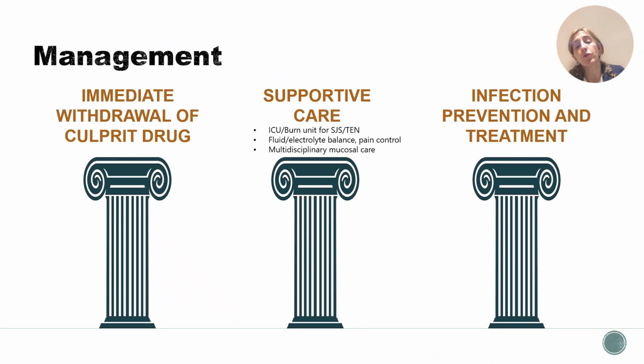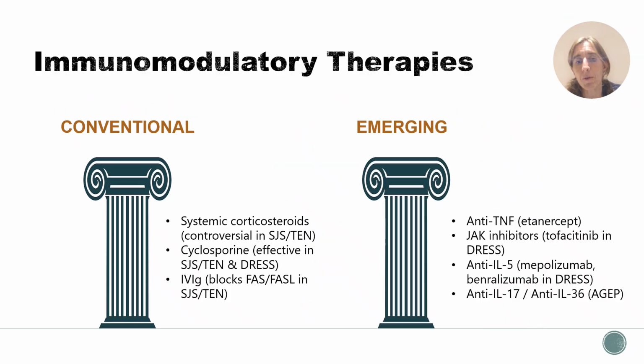So if we move to management, as a management overview of the patient, of course, most important is the immediate withdrawal of the culprit drug. That's very important, but also the supportive care, the ICU unit, for example, in Stevens-Johnson and TEN, and also fluid electrolyte balance, pain control, and multidisciplinary mucosal care. And also, especially if there's another infection, prevention and the treatment of the disease.